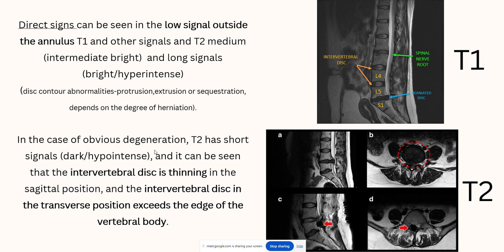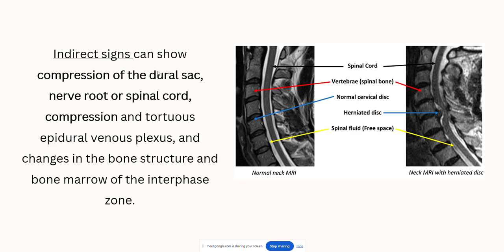In the case of obvious degeneration, T2 has short signal, which is dark or hypointense. And it can be seen that the intervertebral disc is thinning in the sagittal position, this one. And the intervertebral disc in the transverse position exceeds the edge of the vertebral body. Indirect signs can show the compression of the dura sac, nerve root or spinal cord compression, and tortuous epidural venous plexus, and changes in the bone structure and bone marrow of the interface zone.